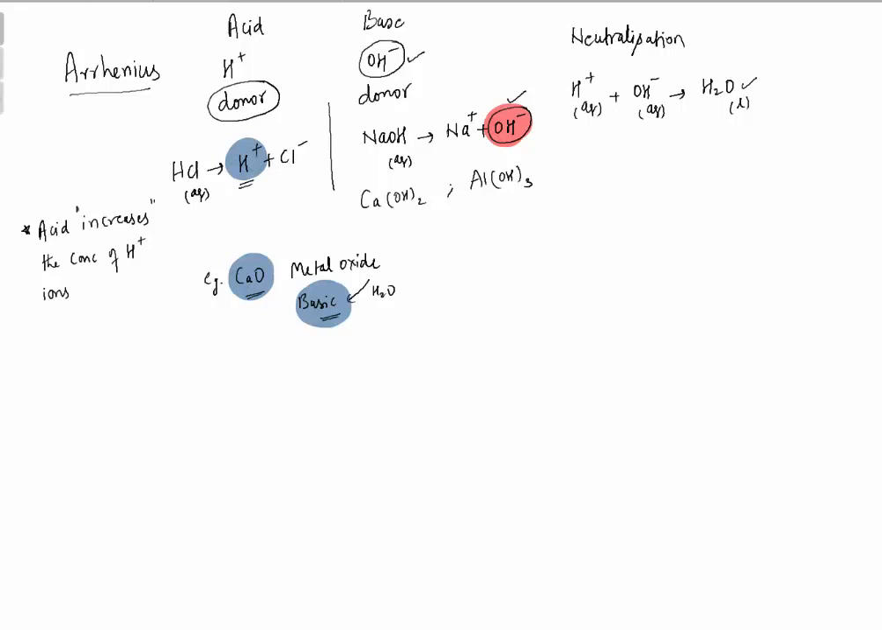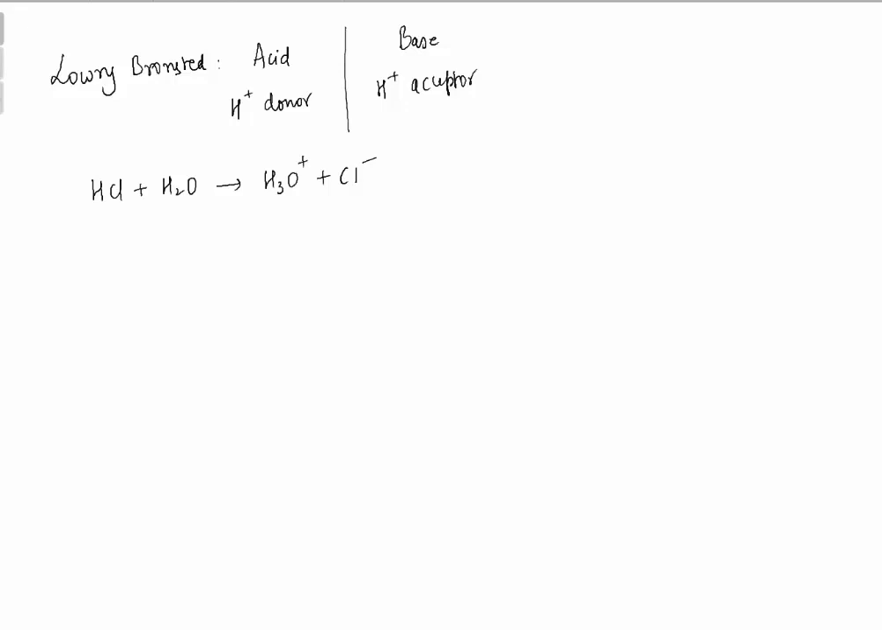Now, the second theory that we consider is Lowry-Bronsted theory. According to this, acid is a substance which when added to water is an H plus donor, and base is an H plus acceptor. For example, a very good thing to understand and appreciate is HCl is acid, and please remember, water is acting as base. Why are we saying this? If you see the conversion, HCl is becoming Cl minus, that means it has lost a proton, that means it has donated a proton. That means HCl is acting as acid.